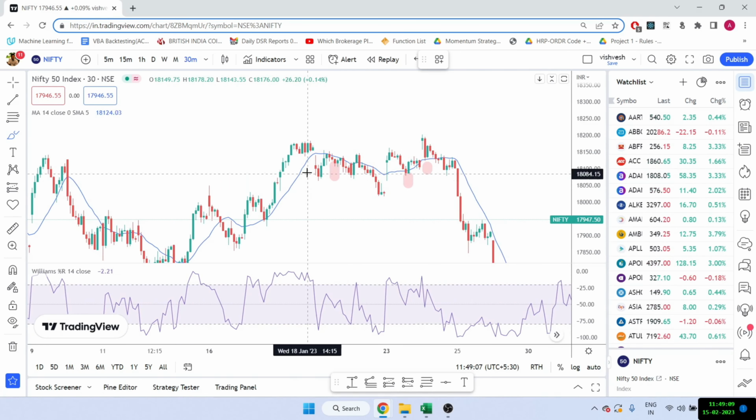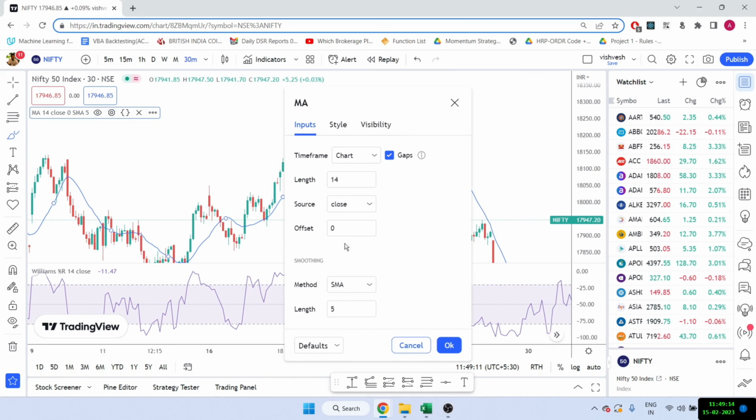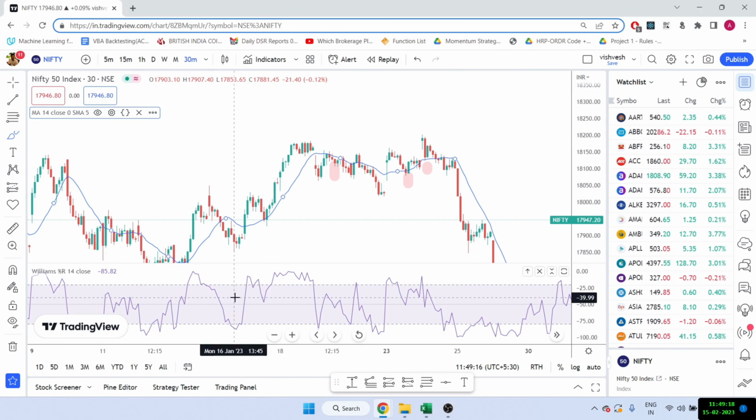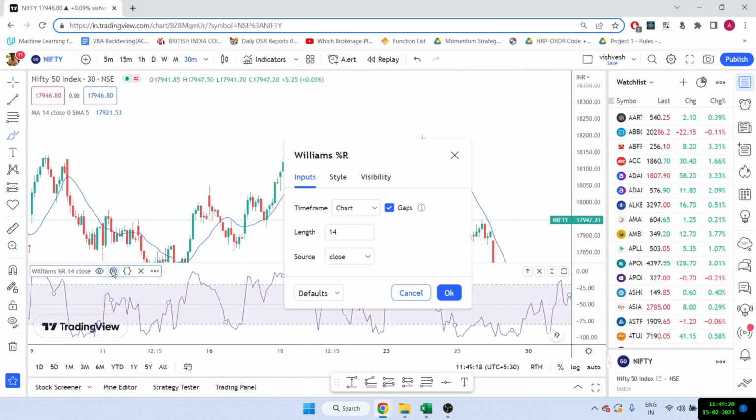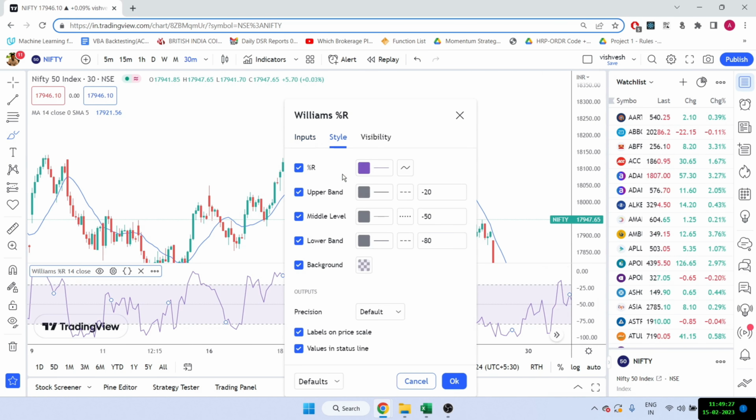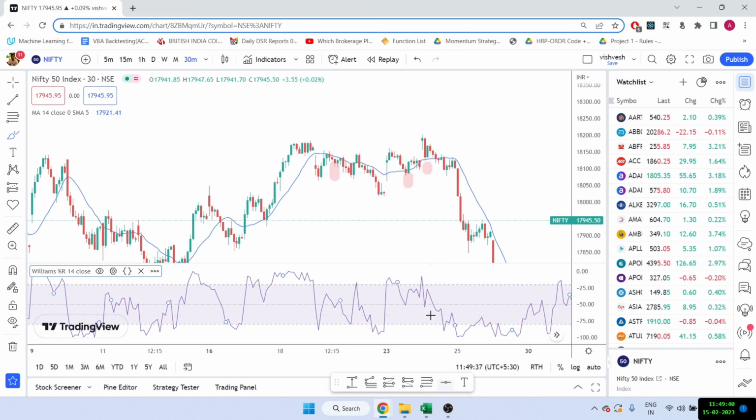The first indicator that I've added is the moving average. And it's a normal simple moving average with the length of 14. And the second indicator that I've added is Williams percentage R. And again, the length is 14. Here you will also notice that there are three more lines, and these lines are based on overbought and oversold zones. So the upper line is -20, the middle line is -50, and the bottom line is -80. So those are all the settings.